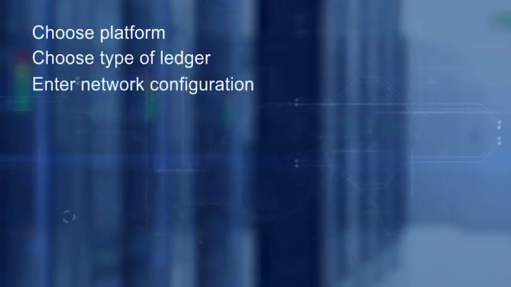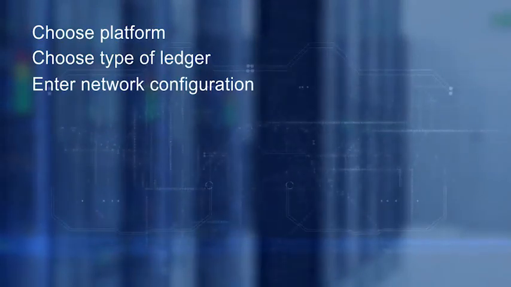How will you use Azure blockchain as a platform service? First, you need to choose the platform, for example, Ethereum, Corda, or Hyperledger. Next, based on your application model, you need to choose the type of ledger, single or multi-node. Once decided, you need to enter the network configuration needed. Say for Ethereum, number of nodes, virtual machine storage type, virtual machine size, etc.